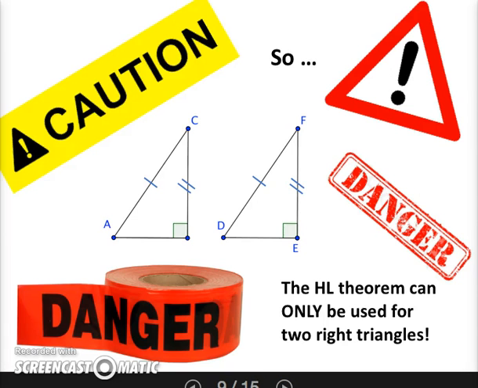Another note of caution here. The HL theorem can only be used for two right triangles. Without this being a right angle, this would be SSA, and that would not work to prove these two triangles congruent. This is a very special case and only works for right triangles.